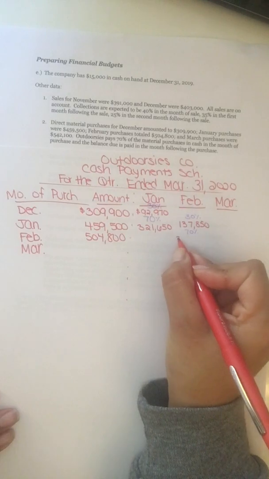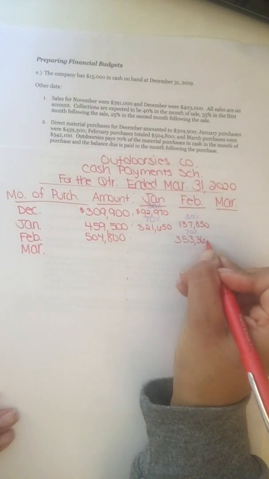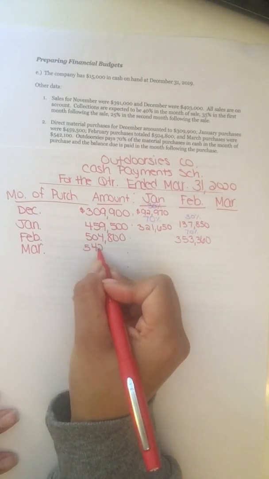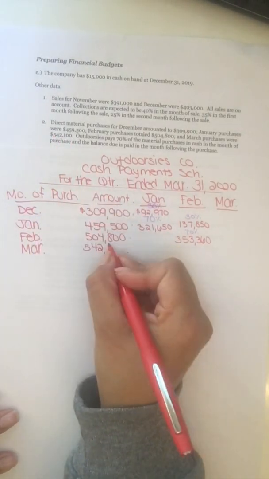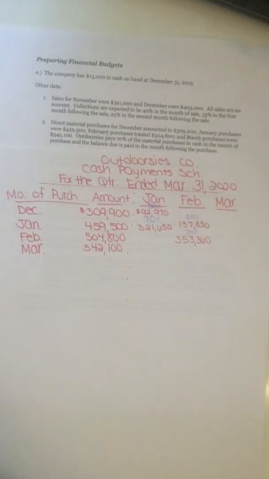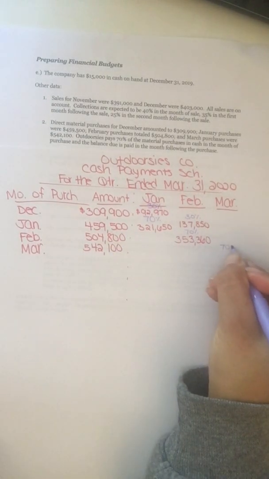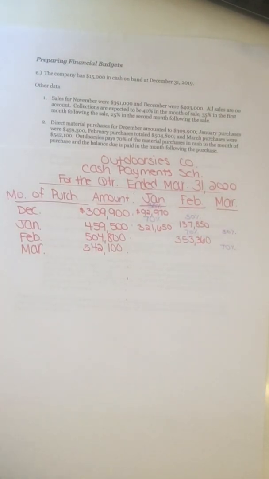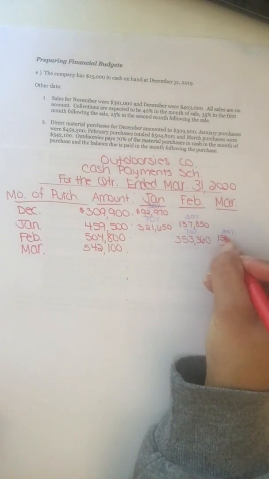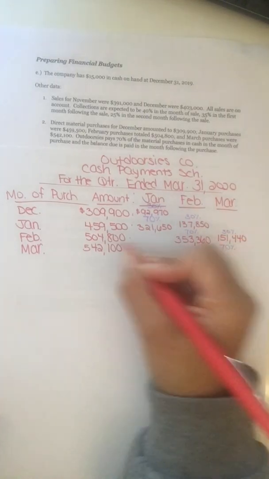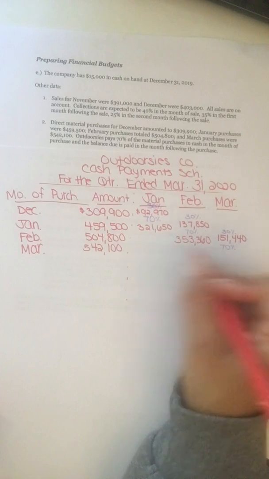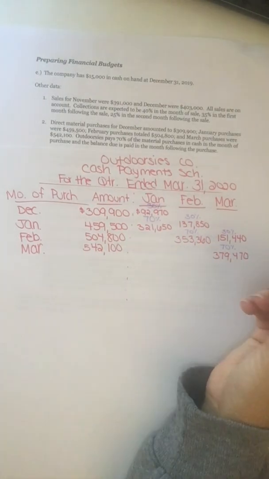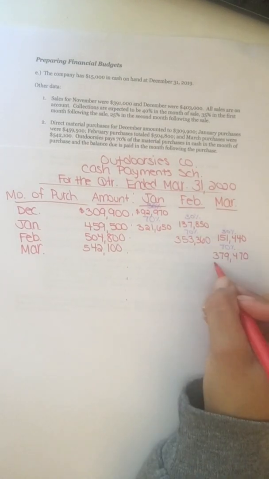70% of the $504,800 is $353,360. Moving on to March. March purchases are given as $542,100. So in the month of purchase, we will pay 70%, and in March we will pay 30% of February. 30% of February is $151,440. That should equal. And then March 70% would be $379,470. All right, let's total it all up.